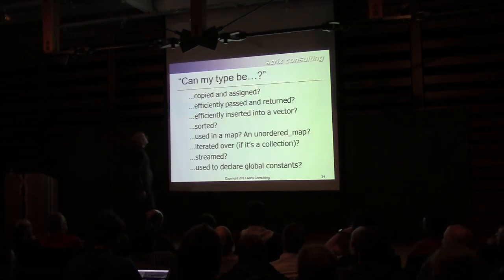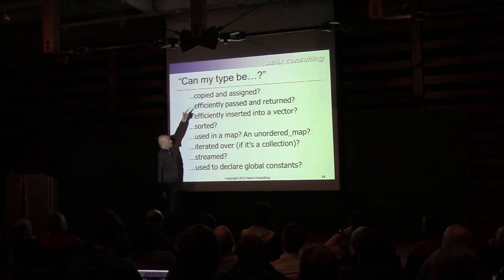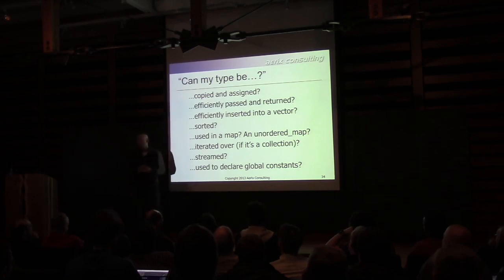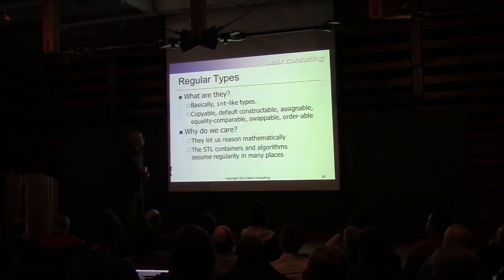Okay. Can my type be copied and assigned and efficiently passed and returned? Efficiently inserted into a std vector? I have something very specific in mind when I say that, right? Talking about noexcept. Can it be sorted, used in a map, an unordered map? Can it be iterated over if it's a collection? Can it be streamed or used to declare global constants?